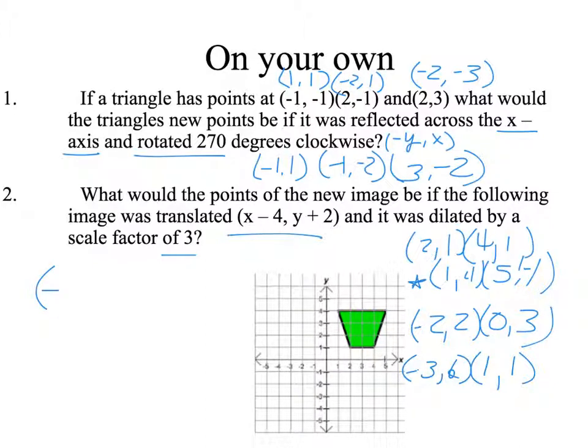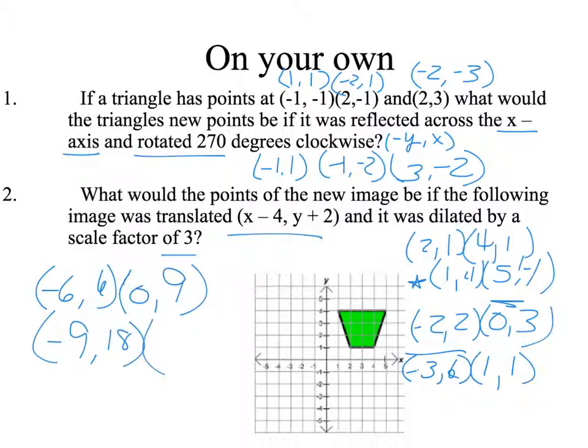So that first point is going to become negative 6, 6. The second point right here is going to become 0, 9. Bottom point is going to become negative 9 and 18. And this last point over here is going to become 3, 3.